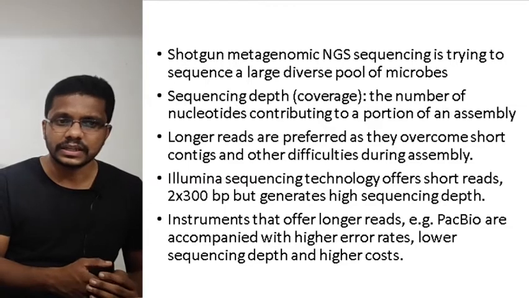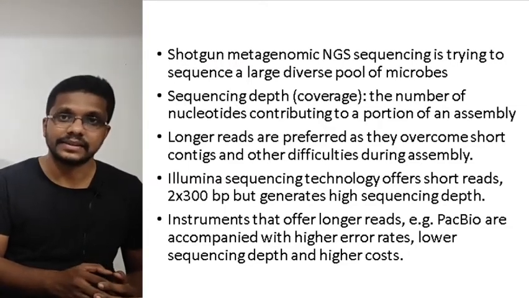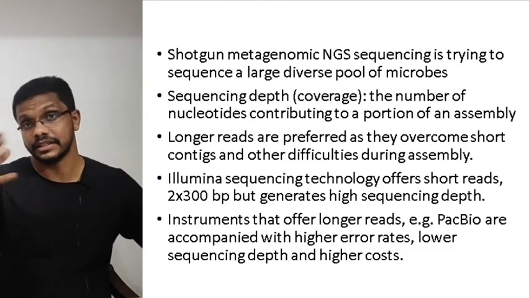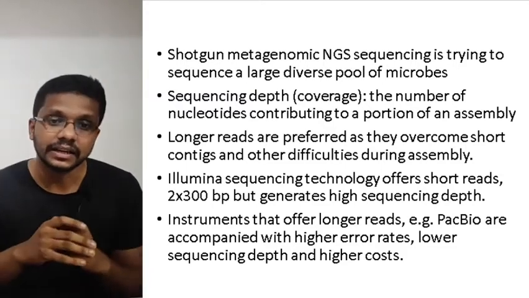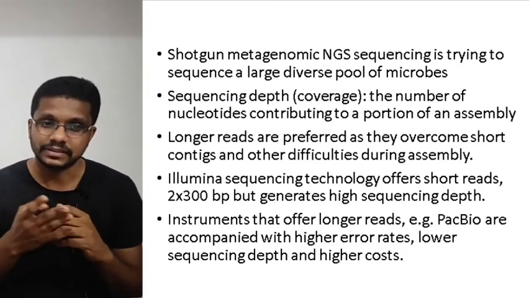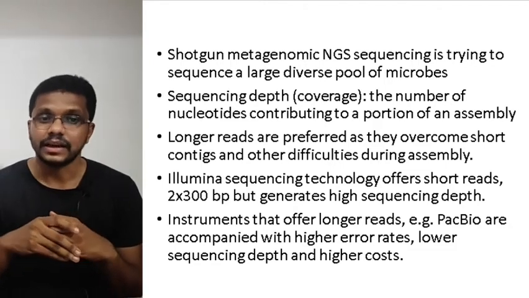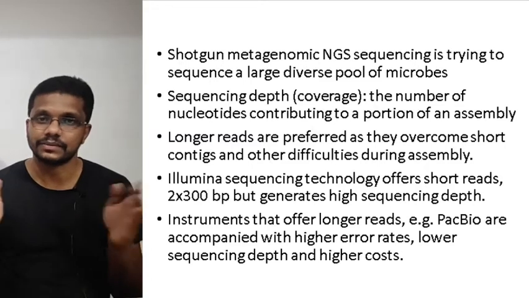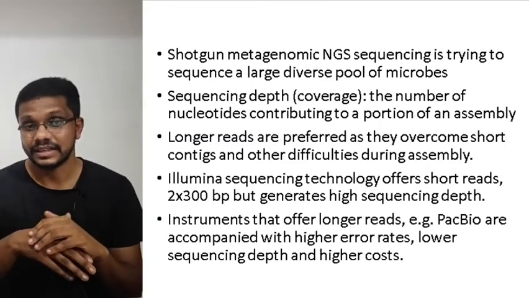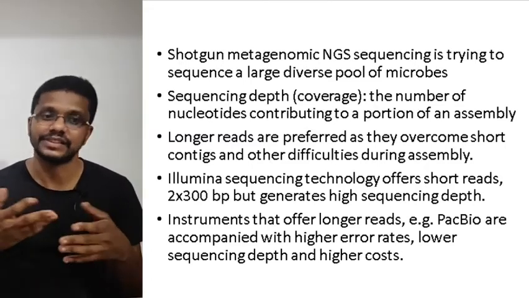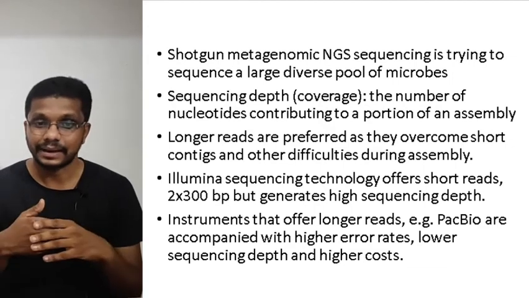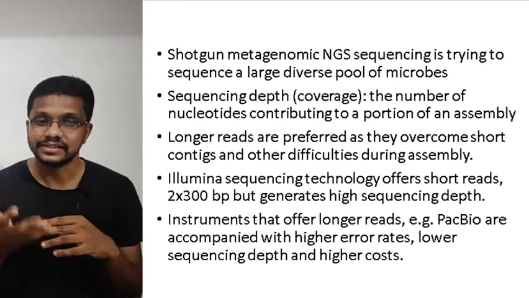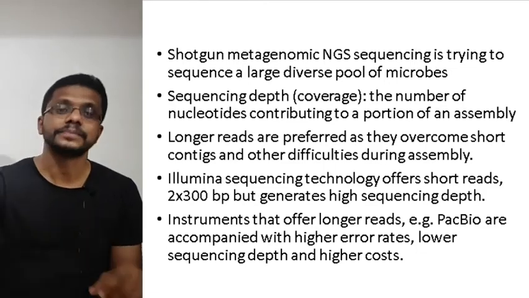For any type of DNA sequencing for metagenomics, we actually prefer longer reads. Each fragment will be large. But sequencing methods like Illumina use very short reads. The individual fragments will be shorter, but the sequencing depth, the coverage, is very high. Other techniques like PacBio give longer reads, but the error rate and cost are high.